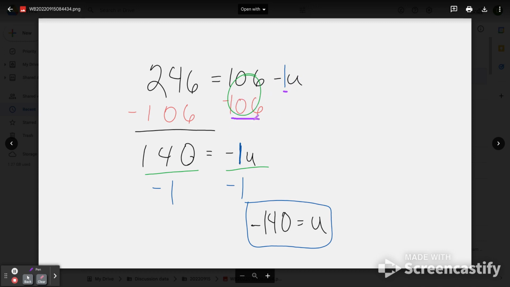You see here in red, we do it to the left side and the right side. We use our calculator and we find out that the difference is 140 is equal to negative 1u. And then finally, we want to divide both sides by negative 1 so that we find out that negative 140 is equal to u.